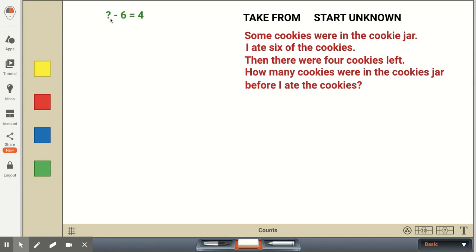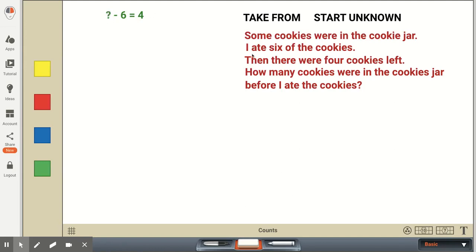So the start is something that we don't know. We know that we're subtracting 6 for the change. So since this is a subtraction problem, we know that the result will be less than the start. So here's the word problem. Some cookies were in the cookie jar. That's our start. We don't know how many.